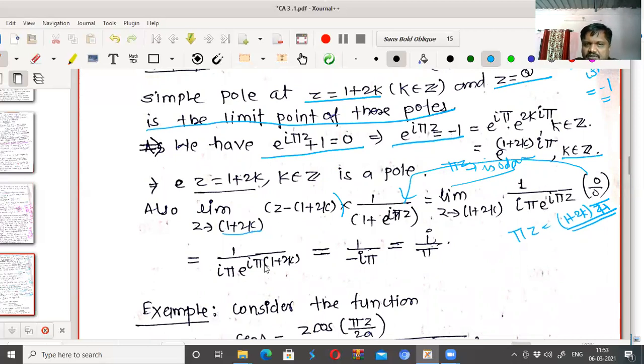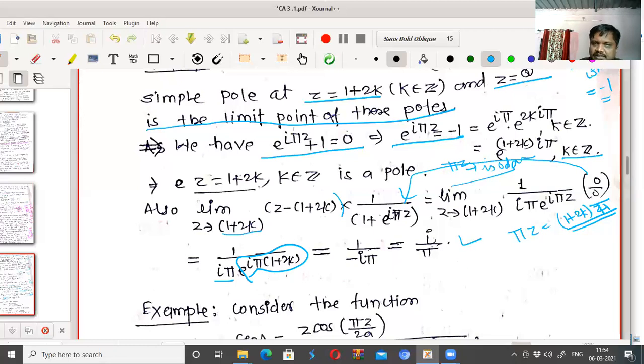So i pi e to the power i pi into (1 plus 2k) gives 1 upon minus i pi, which is equal to i upon pi. Why do we get minus i pi? Here i is there, pi is there, and what about e to the power i pi into (1 plus 2k)? That is an odd multiple of pi, so it should be minus 1. So minus 1 into this one. Multiplying numerator and denominator by i, you will get i upon pi.